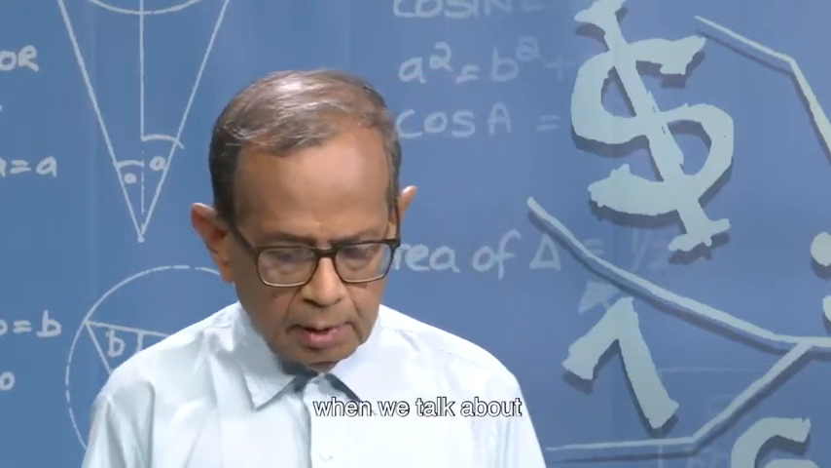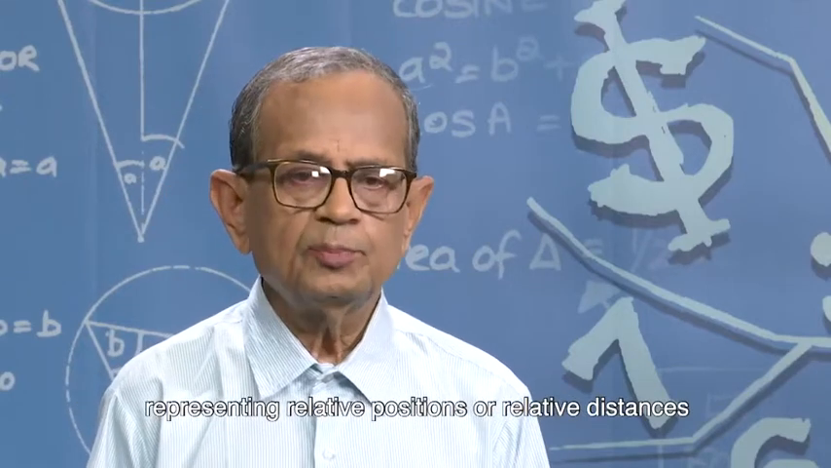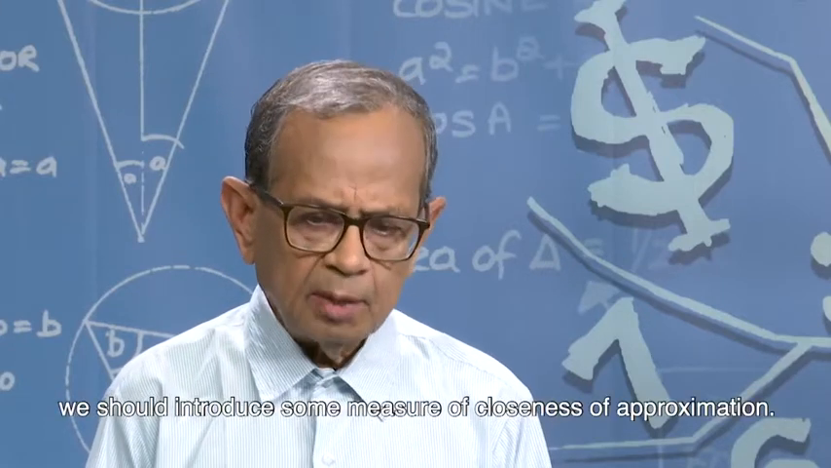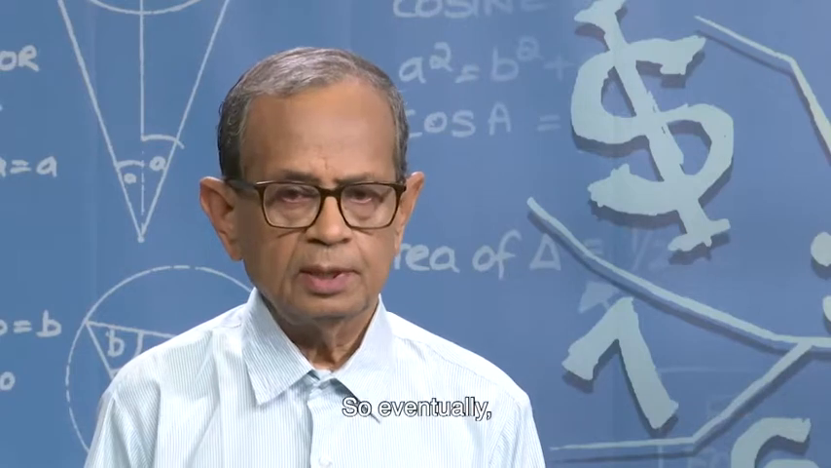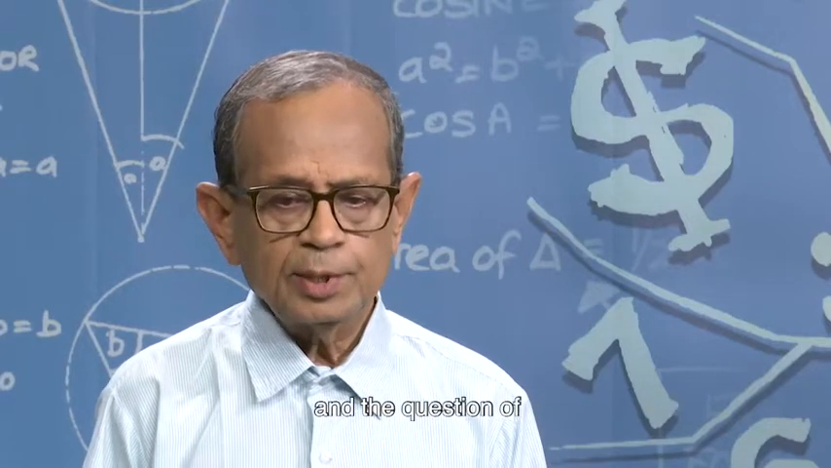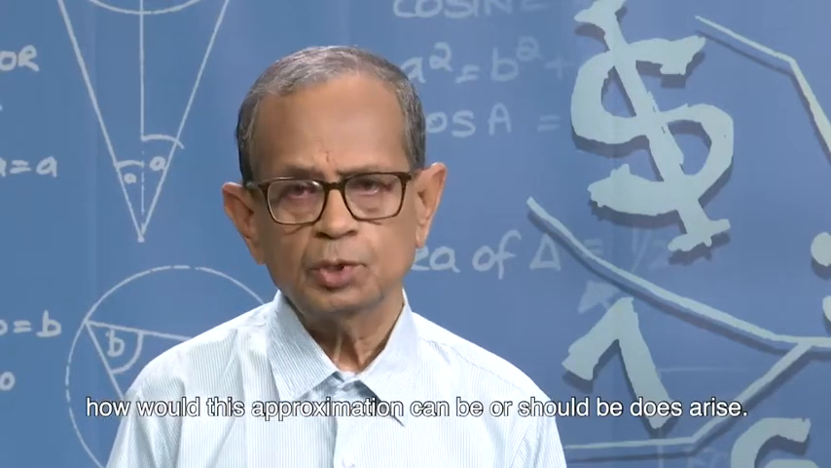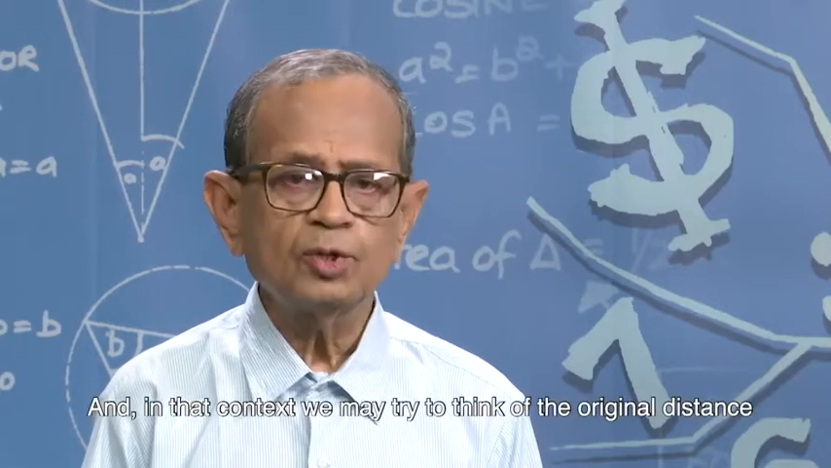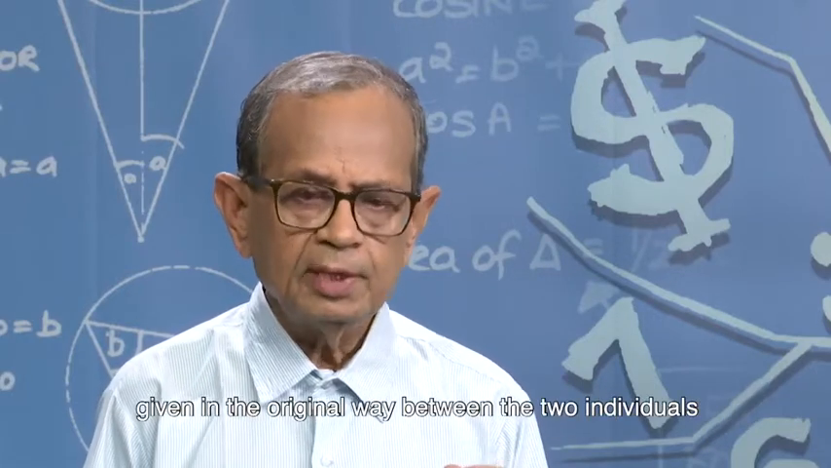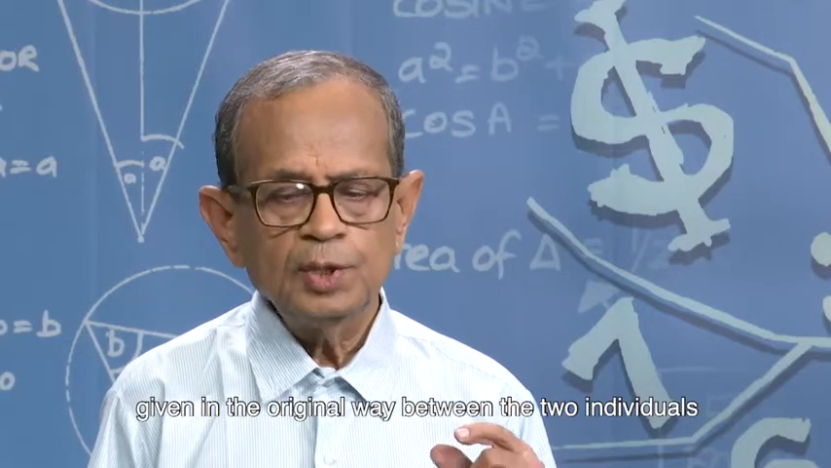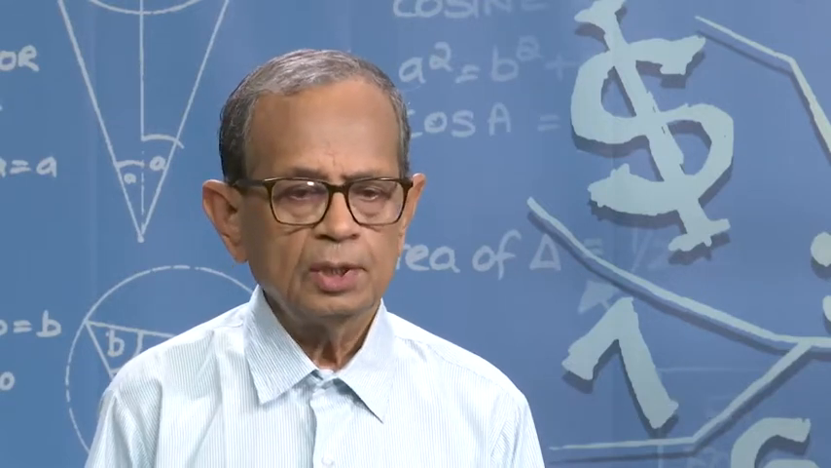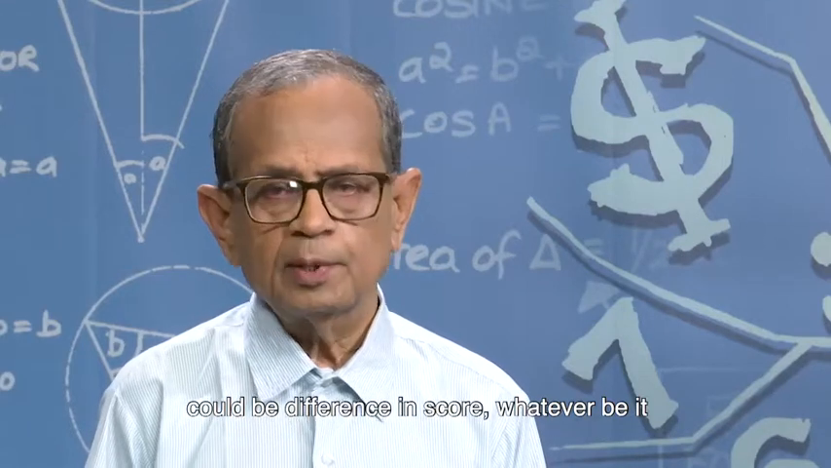And when you talk about representing relative positions or relative distances as closely as possible, we should introduce some measure of closeness, of approximation. Eventually we are trying to get approximate relative distances, and the question of how good this approximation can be or should be does arise. And in that context, we may think of the original distance given between the two individuals or the two objects in a pair; it could be physical distance, rank difference absolute, a difference in score, whatever it be.